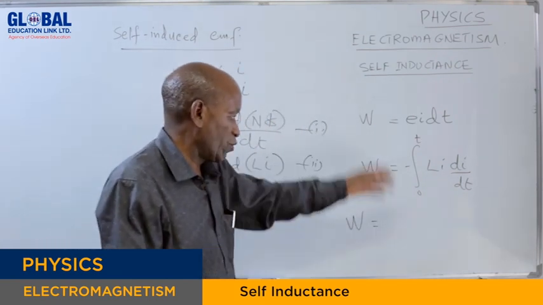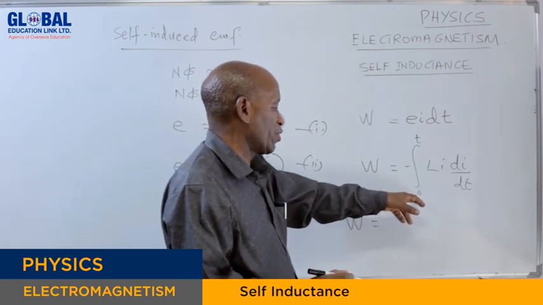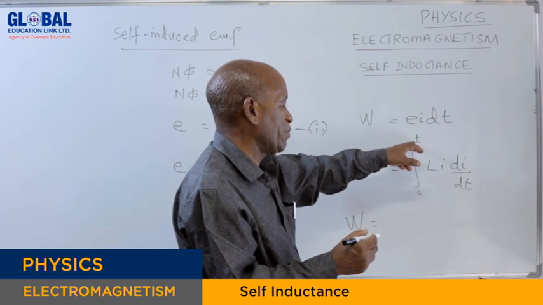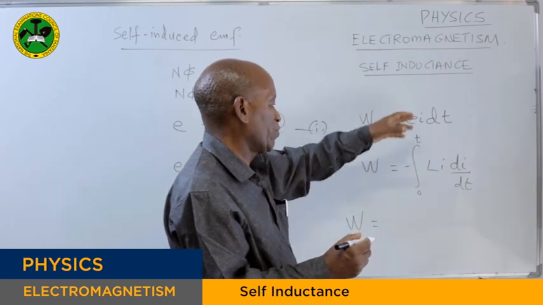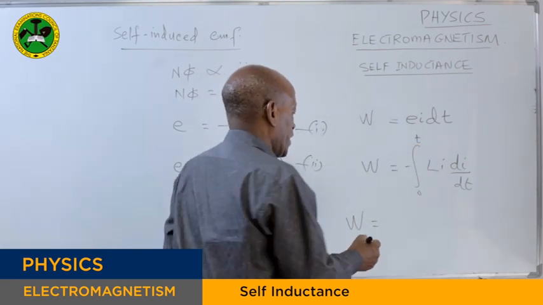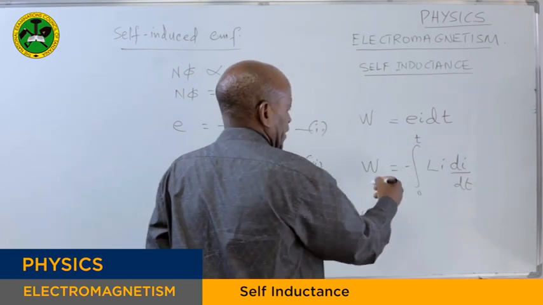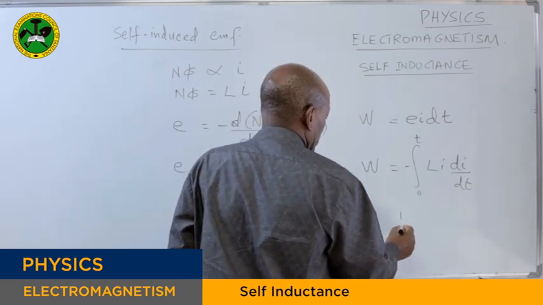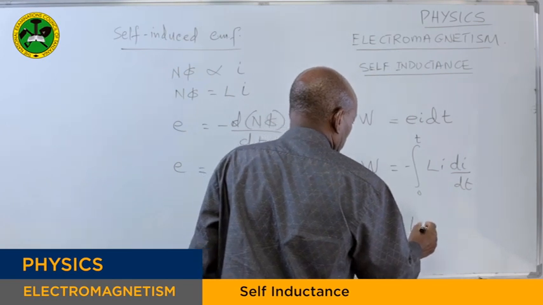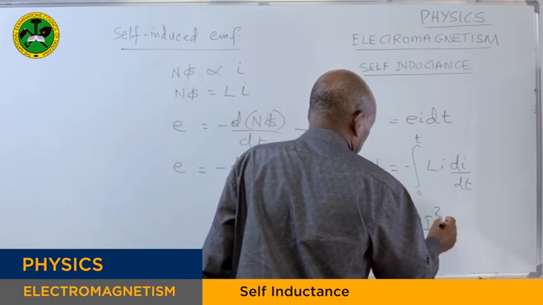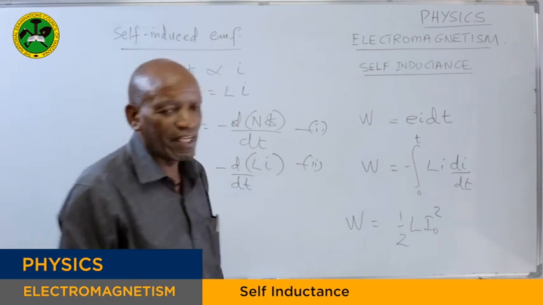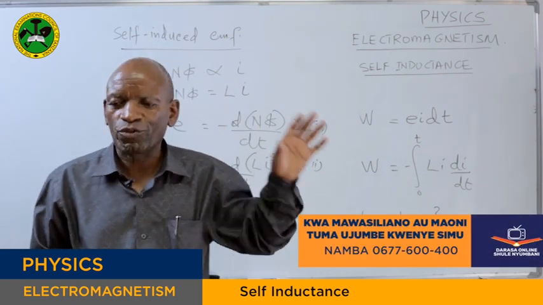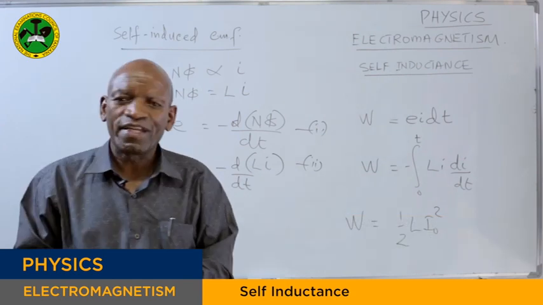The total work done, as we derive this from time zero, the initial current was zero, and at time t the current is equal to I naught. L being a constant can be taken outside, and you will eventually get half times L times I naught squared, being the energy which is stored in an inductor. The total work done is equal to the energy which is stored in an inductor.